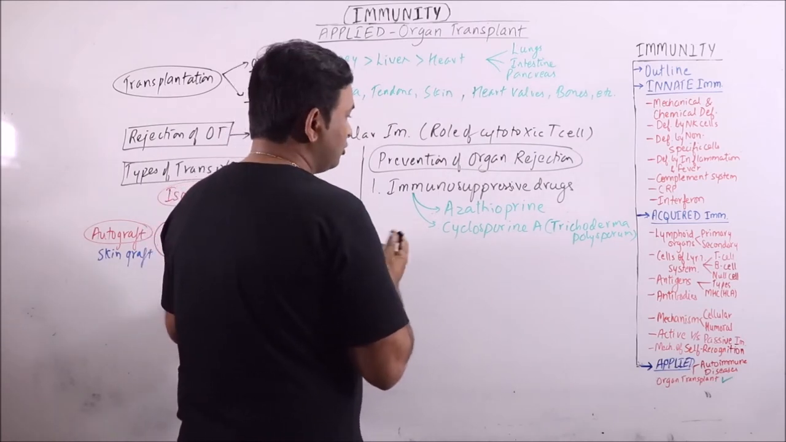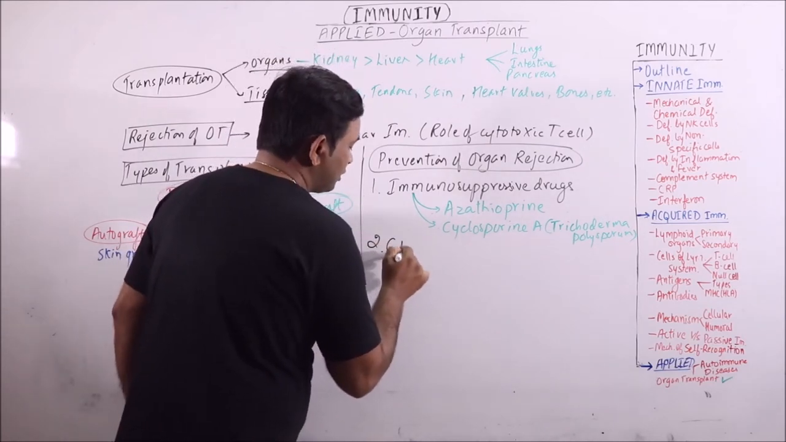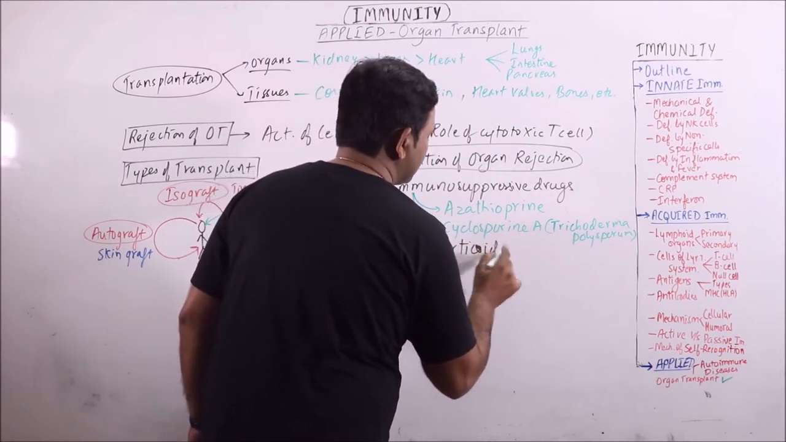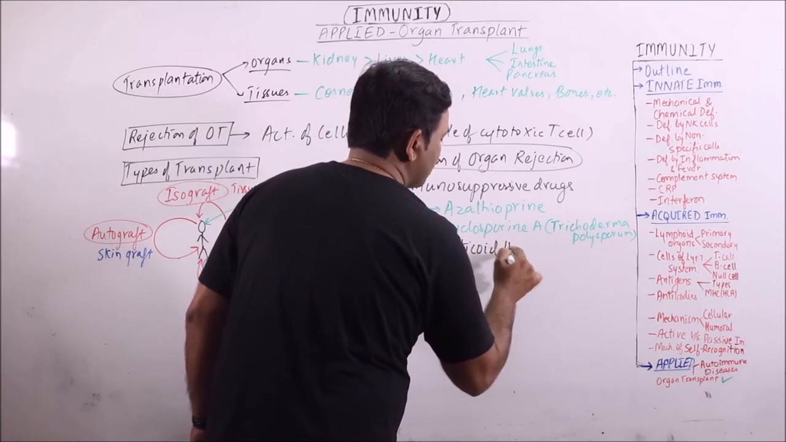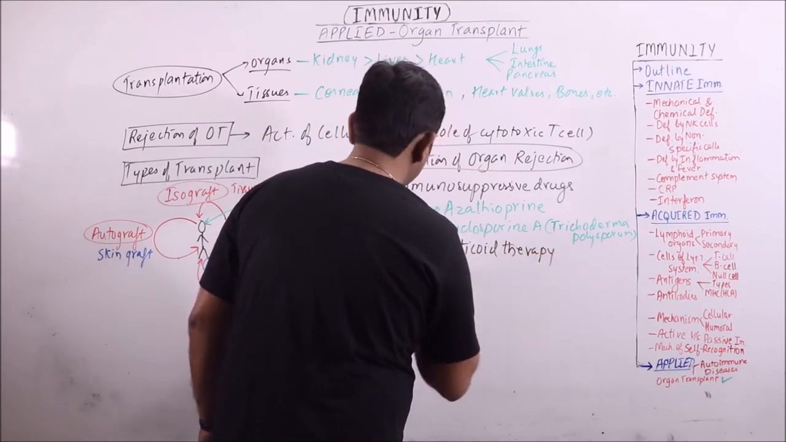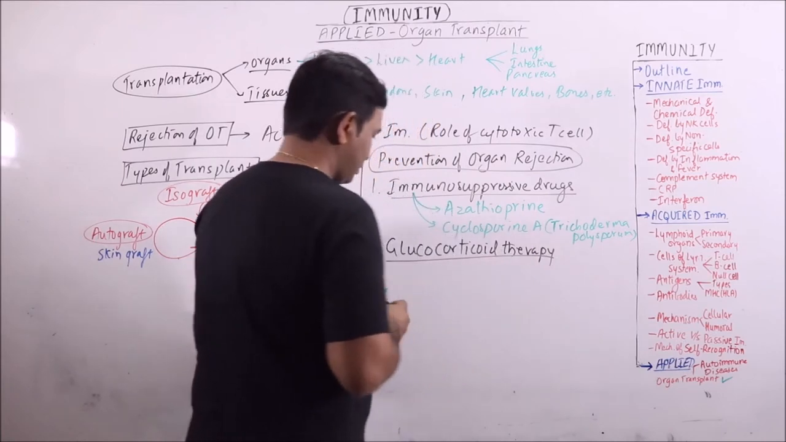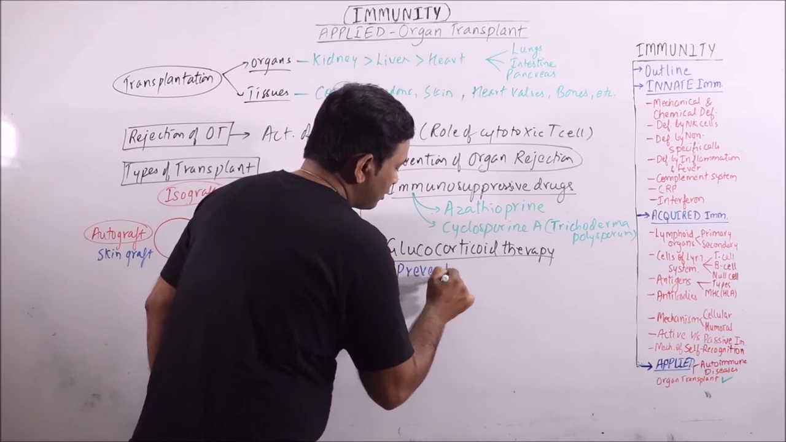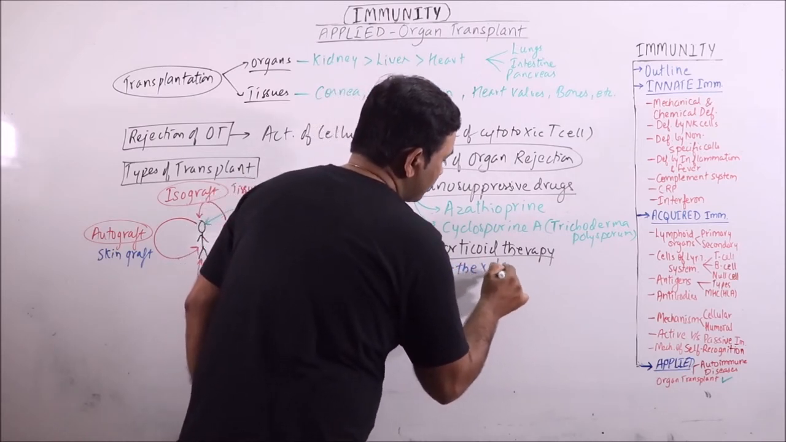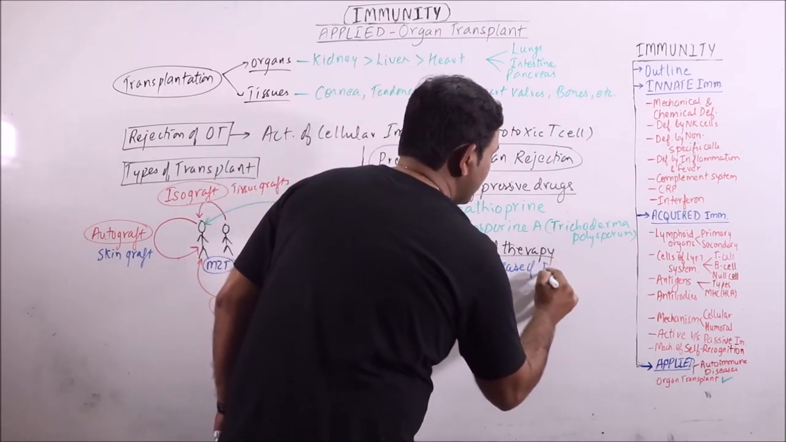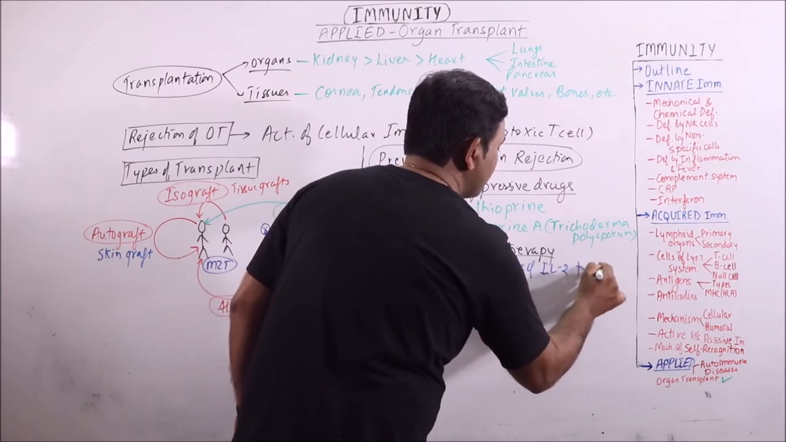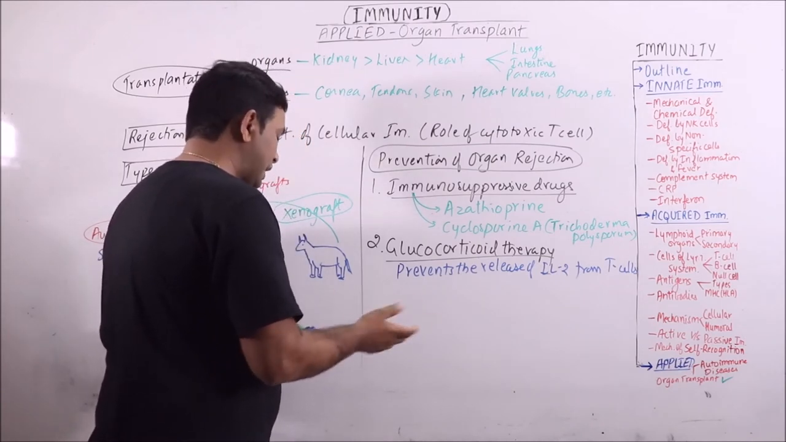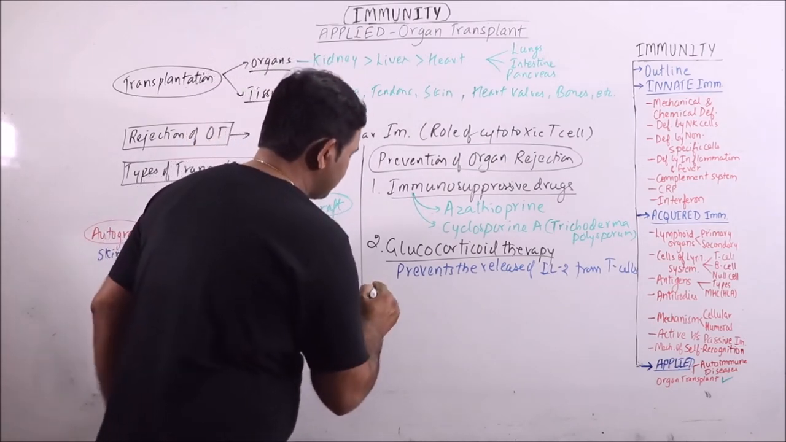Then, glucocorticoid therapy is given. This glucocorticoid therapy prevents the release of interleukin 2 from T cells. Thus, the activity of T cell is reduced.